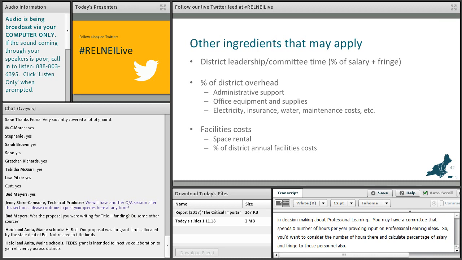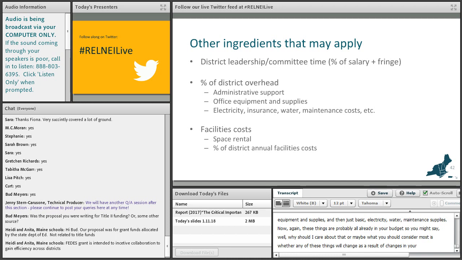You might also want to consider a percentage of district overhead as part of your costs. That might include admin support, office equipment and supplies, and then just the basics like electricity, insurance, water, maintenance costs. Now, again, these things are probably all already in your budget, so you might say, why should I care about that? And maybe what you should consider most is whether any of these things will change as a result of changes in your professional learning strategy.